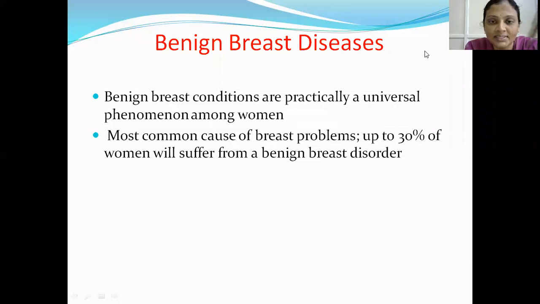Benign breast conditions are practically a universal phenomenon among women. They are the most common cause of breast problems, and up to 30% of women will suffer from a benign breast disorder.